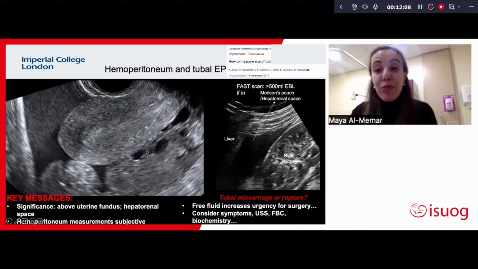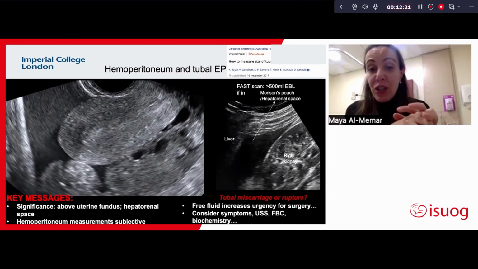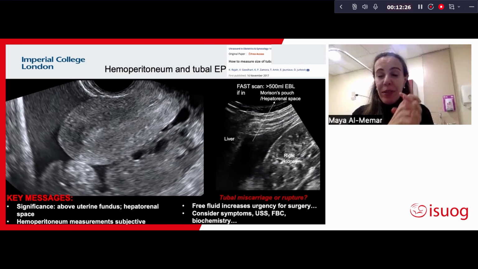However, often these are subjective measurements. It's impossible in these scenarios to know whether this is a tubal miscarriage or a rupture, and therefore one must manage these patients clinically. Consider symptoms, consider urgent blood test biochemistry, and of course, urgent surgical management.